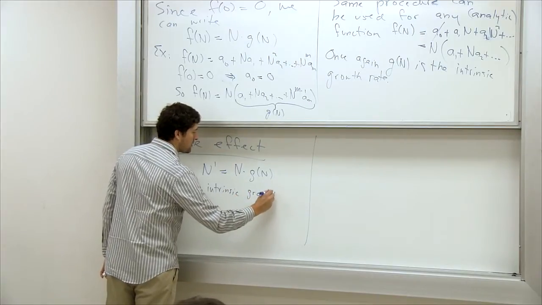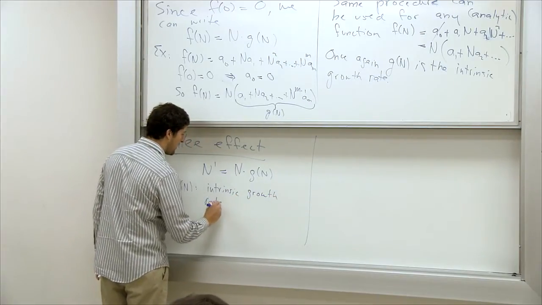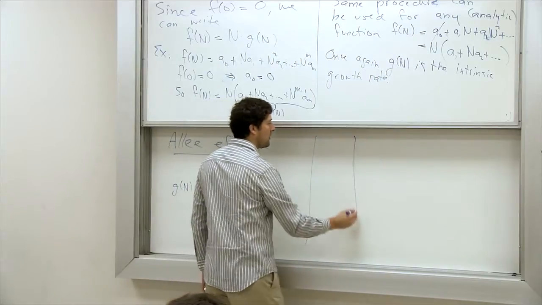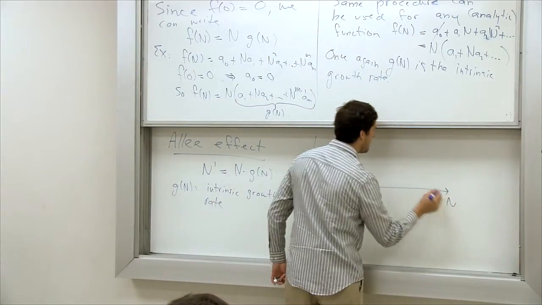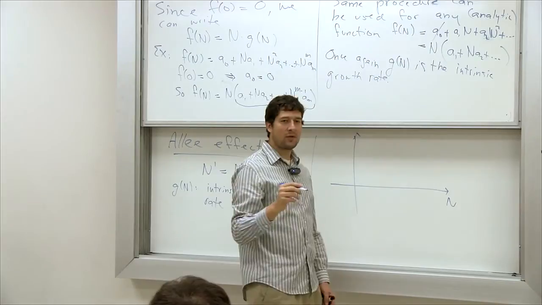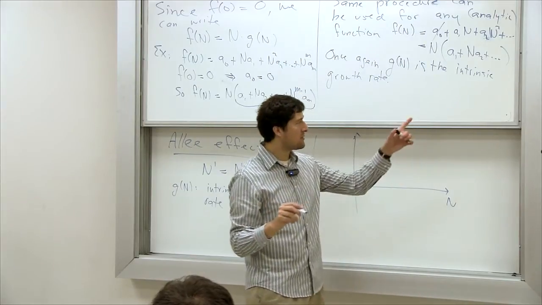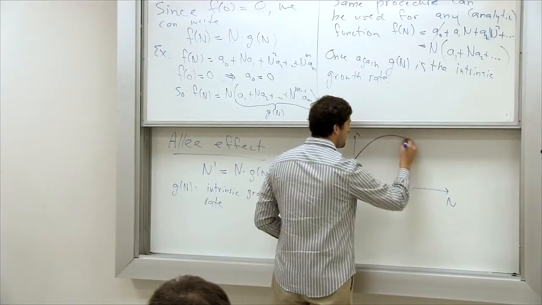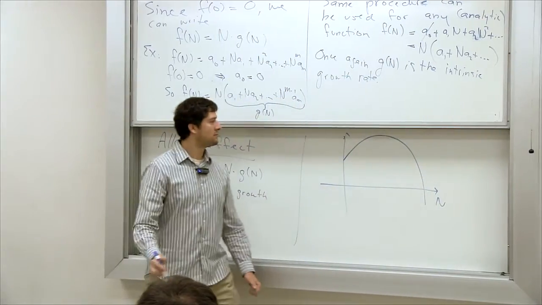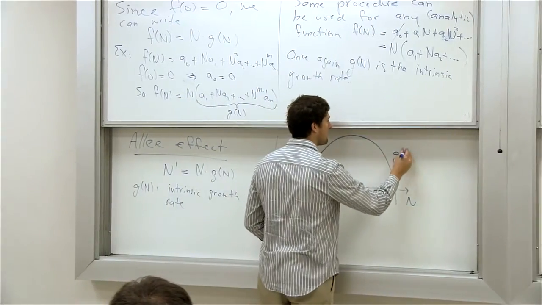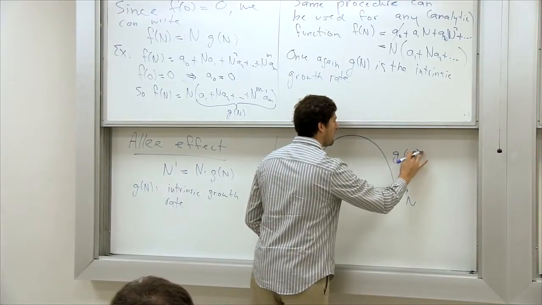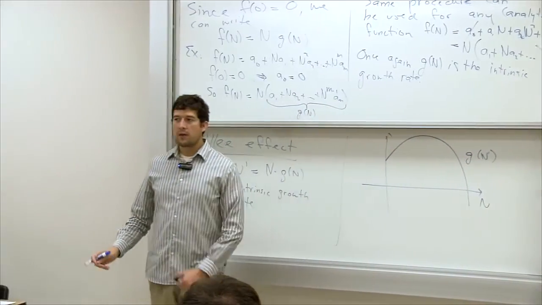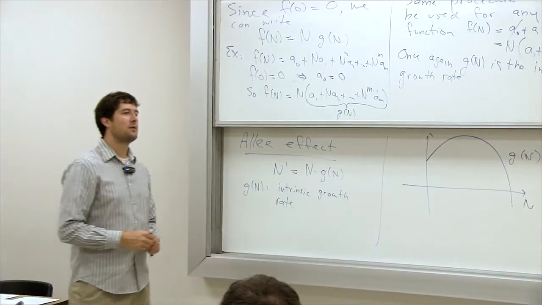Okay, and I want you to think of a situation where g is not always decreasing, unlike in the logistic growth model. Think about a situation where g does this. How can that possibly happen?